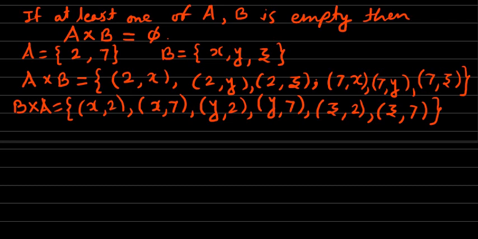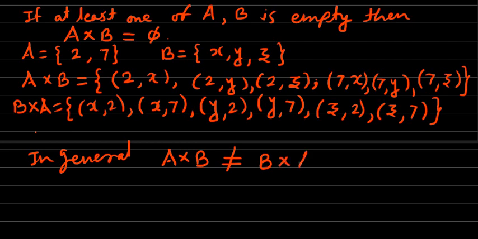So it is clear that in general, the Cartesian product A cross B is different from the Cartesian product B cross A. In general, we have A cross B is not equal to B cross A. And it is clear that A cross B and B cross A will be equal only when A and B are equal sets, means if A and B are one and the same set.